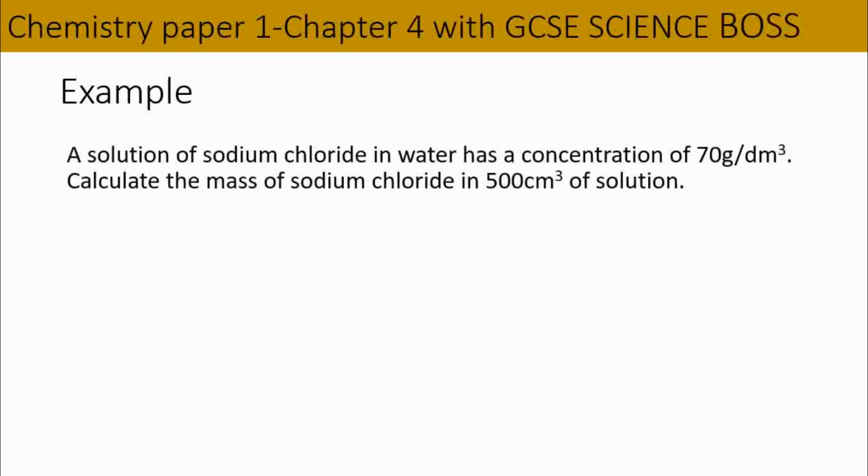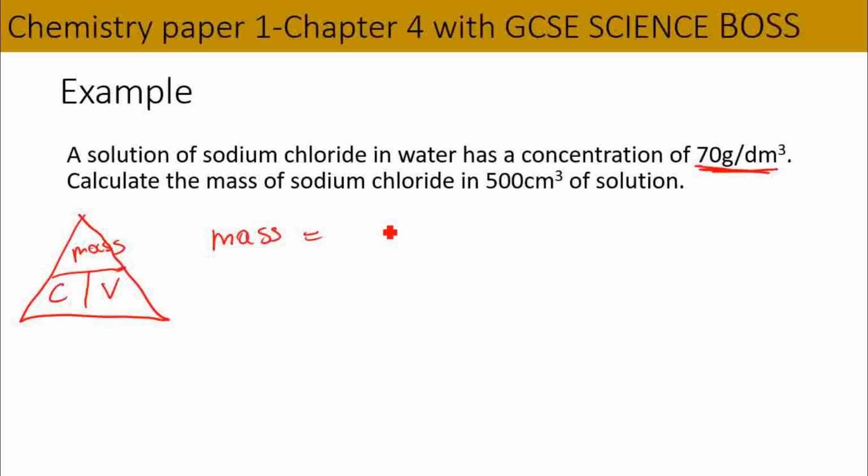Good. So let's have a look at what a question could look like. So it says a solution of sodium chloride, it has a concentration. Now, they've given you the concentration, they now want you to work out the mass. But because you know your triangle, when you're applying for a job, you use the CV with mass at the top. So mass is equal to concentration times by volume. So what's my concentration? 70 grams per dm cube. You're timesing it by the volume, but please remember that volume is 500 divided by 1,000.